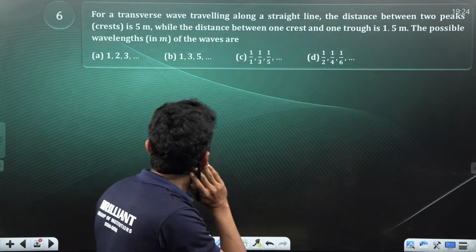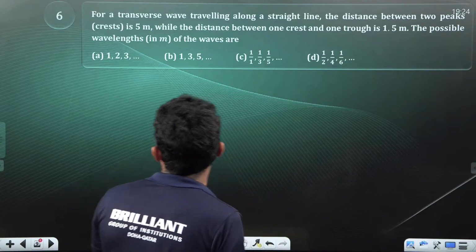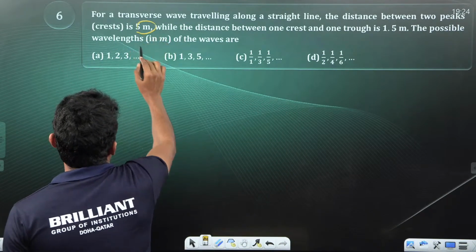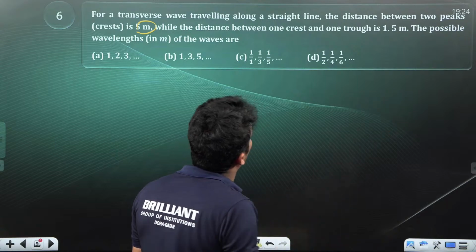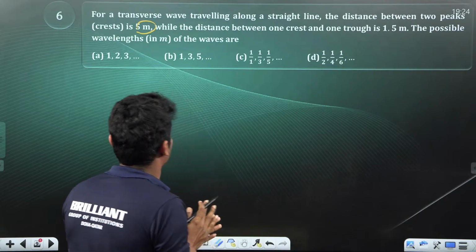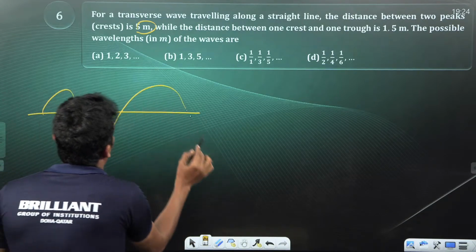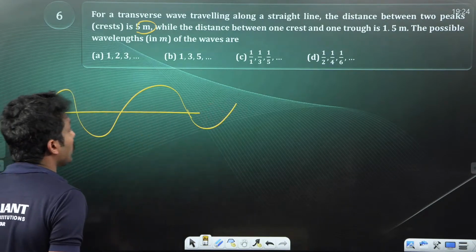For a transverse wave traveling along a straight line, the distance between two peaks, that is crest, is 5 meter, while the distance between one crest and one trough is 1.5 meter. The possible wavelength of the waves are, considering a transverse wave means including this crest and trough.